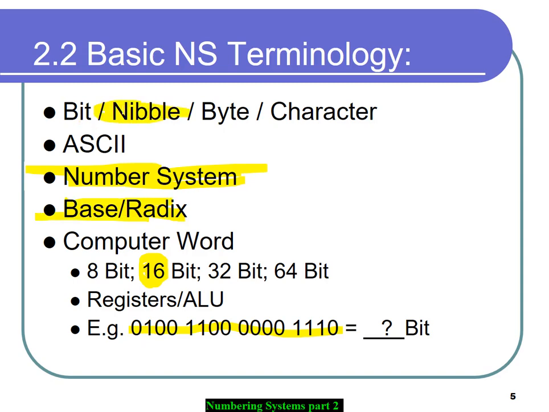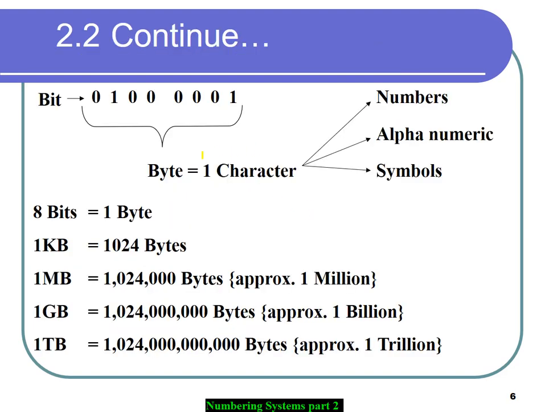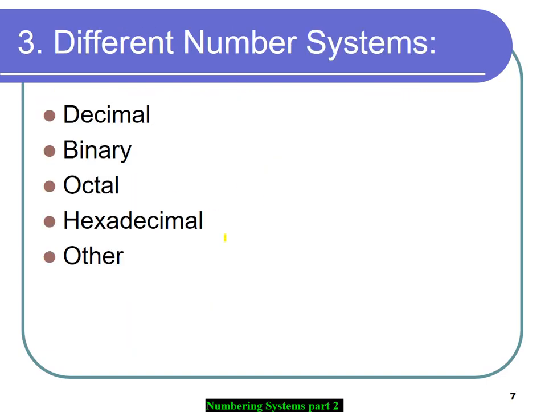A nibble is 4 bits. That means that is half of your 8 bits. That's a nibble. A byte is basically your 1 byte, and it can also be a character, where we will get to ASCII, but we're not going to cover that for now. So continuing, you will see that 8 bits make up 1 byte, a character. And a character can also be a number, alphanumeric, or symbols. This is ICF. We're not going to get to that now. So let me skip this.